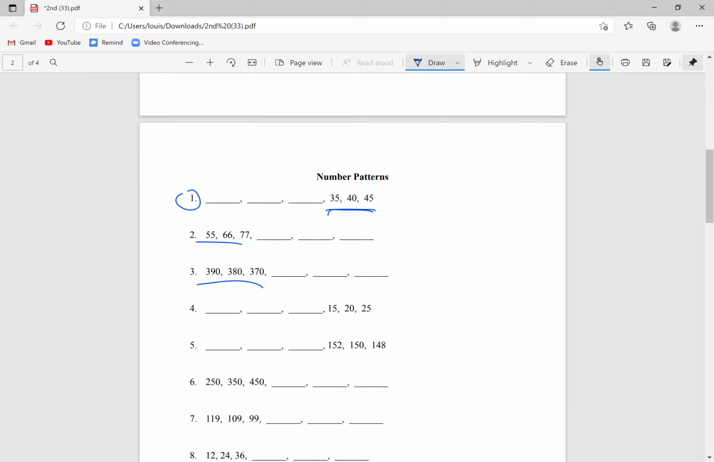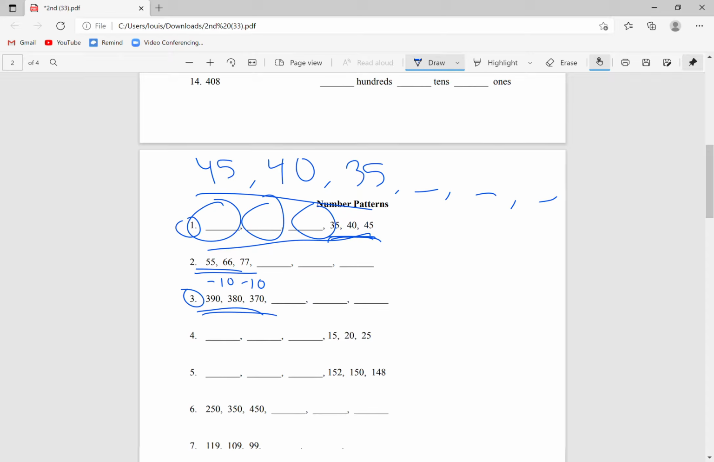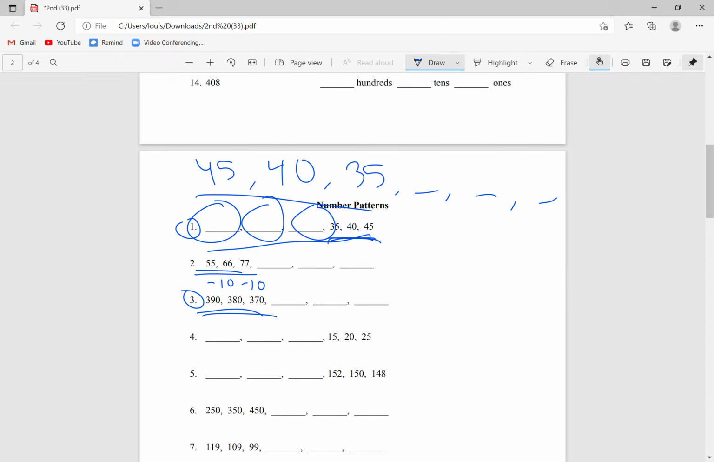So, number 1: 35, 40, 45, and we're trying to find out what came before it. When you think about all of these, we see that some of them go down. So, for number 3, 390, we know that the pattern is going down by 10s. When you think about it this way, you can grab this number line and just reverse it. So you can write it as 45, 40, 35, blank, blank, and blank. And now we have the last three numbers in the first 3. So this makes it easier to realize that the pattern becomes 45, 40, 35, making the pattern minus 5.